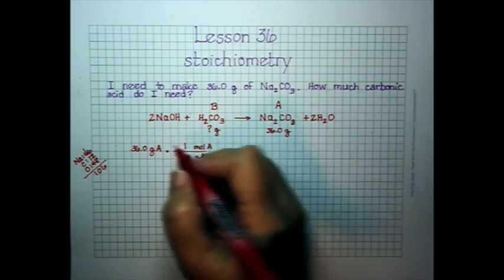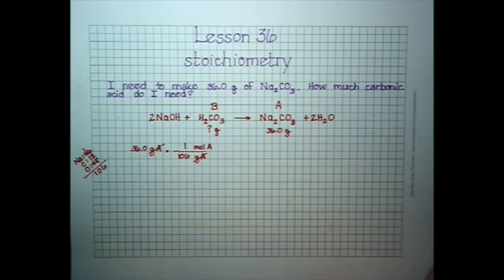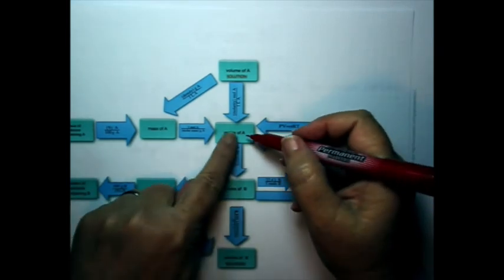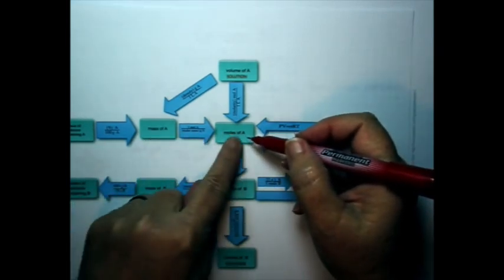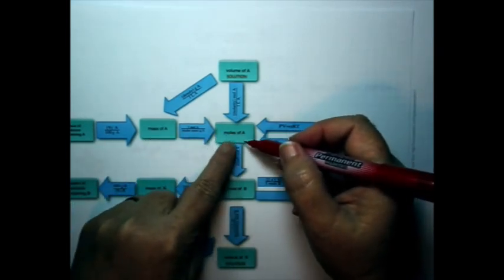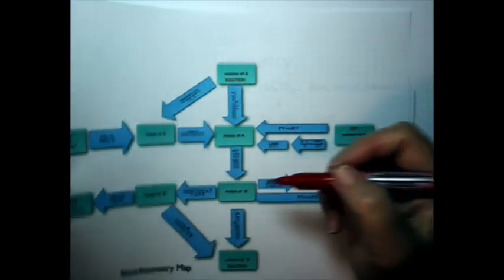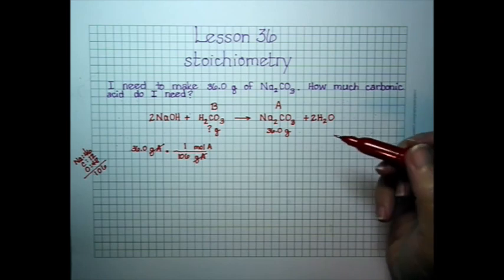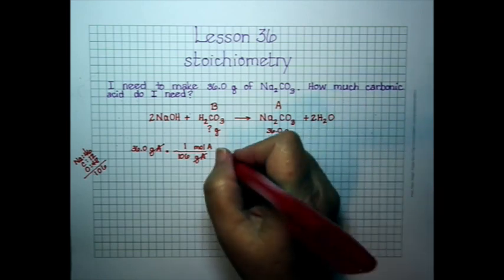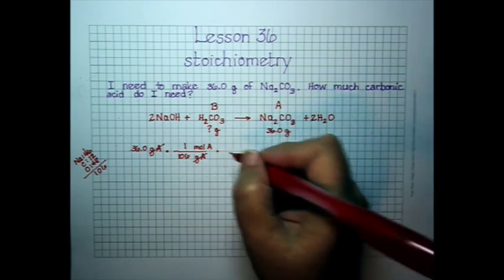Now that gets us out of grams of A. That's canceled. Now I'm in moles of A. So if you look back at the map, now I'm here. I've gone from here to here. Now I need to go from moles of A to moles of B. And in order to do that, I need the coefficients from the balanced chemical equation. That's the only way to get from A to B.